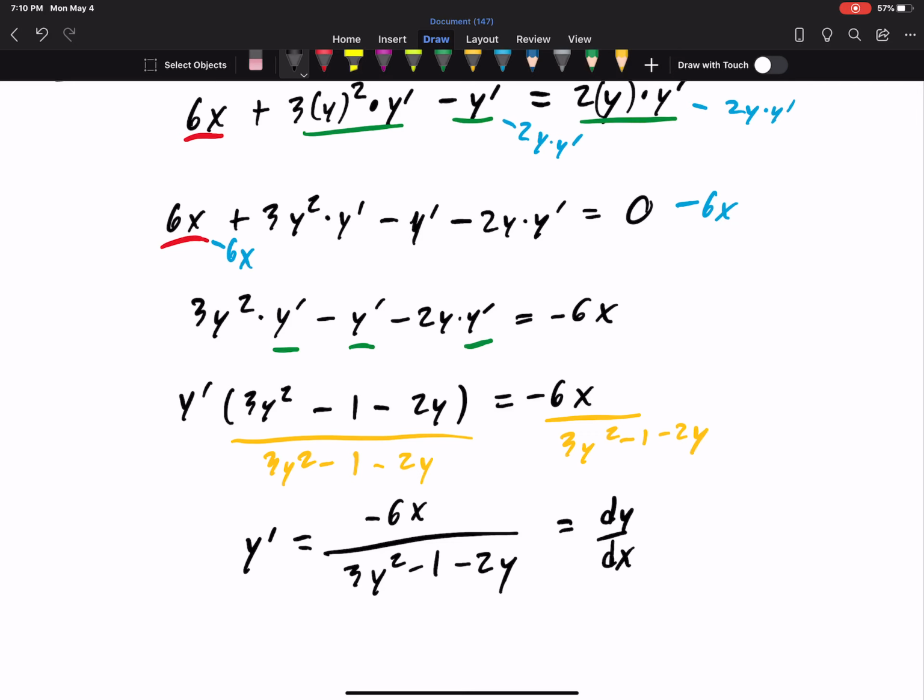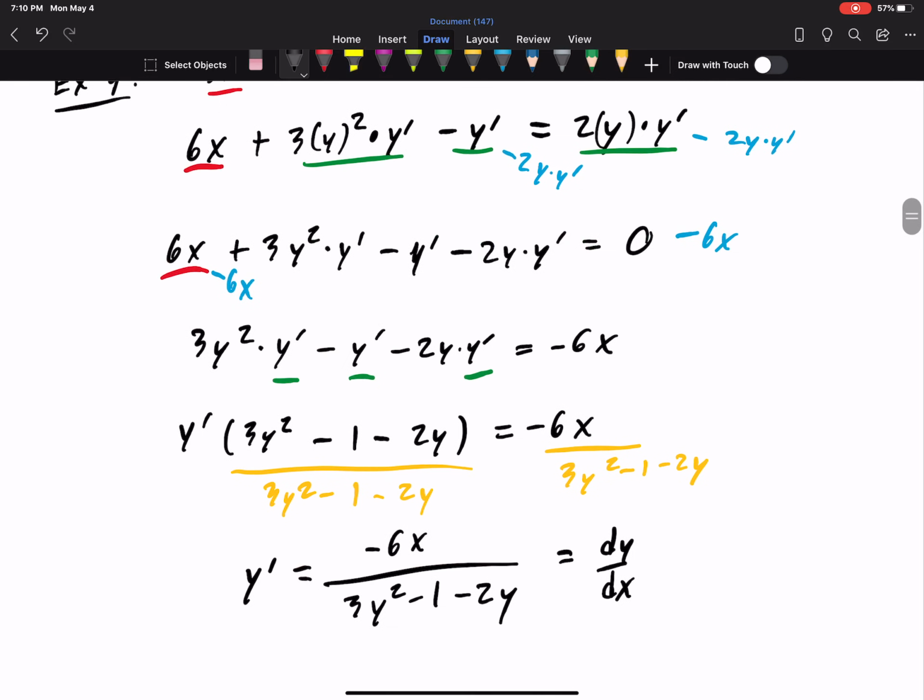So, ta-da! That was example number 5. Next one's going to be a little bit more complicated because it's going to require some product rule, not just the chain rule.